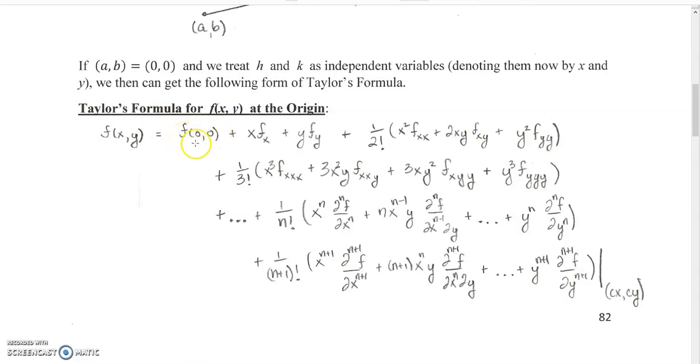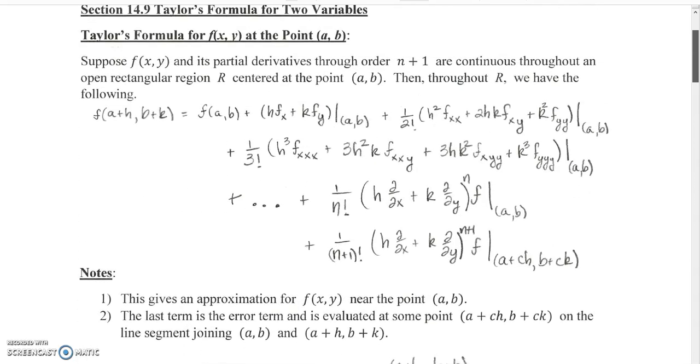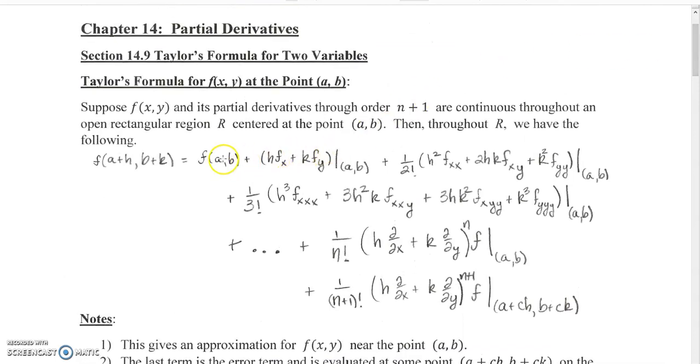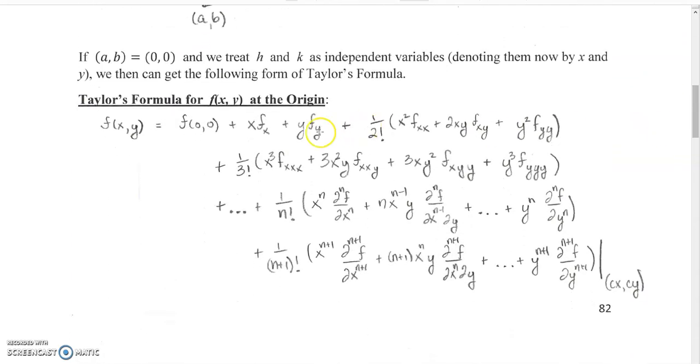Okay. Now what you do is you look back up here and you treat h and k as the independent variables. Okay, and I'm just going to call them x and y. So this h and k, I'm calling the independent variables. a and b are 0 and 0. And I'm just going to call them x and y, just remembering that x and y are really close to (0, 0). This approximation is best the closer we are to (0, 0), of course. So that leads to this formula. And then everything here is evaluated at (0, 0). I just didn't write that at this point. But the formula is the same.